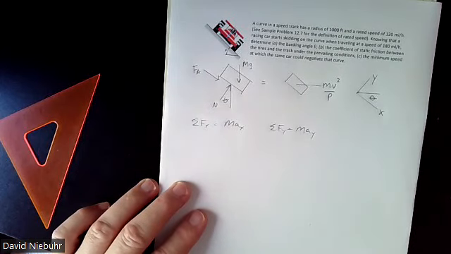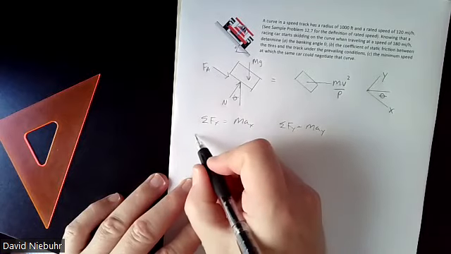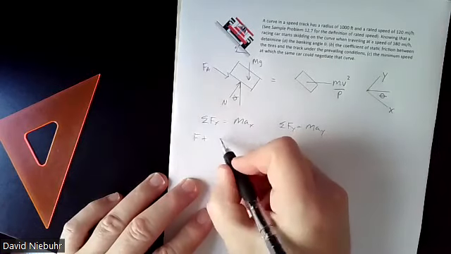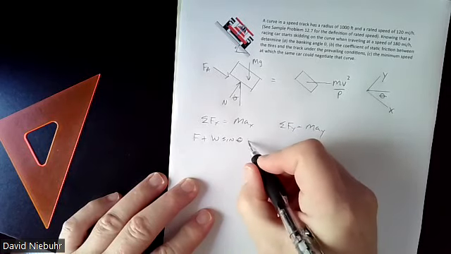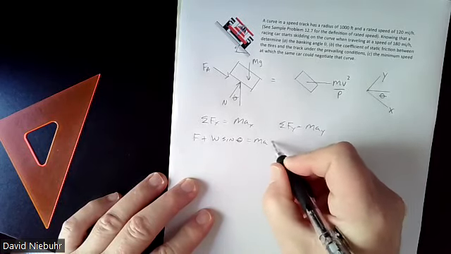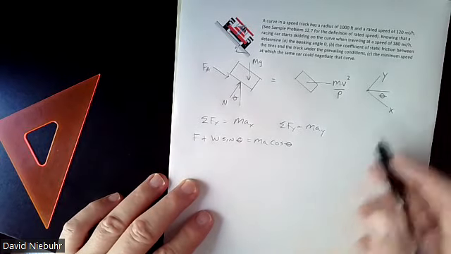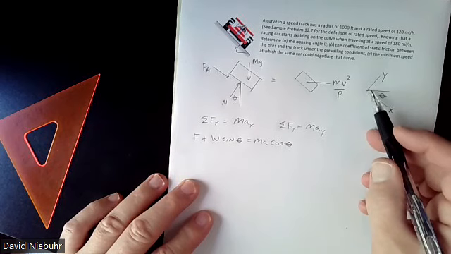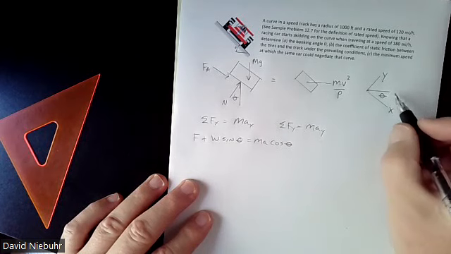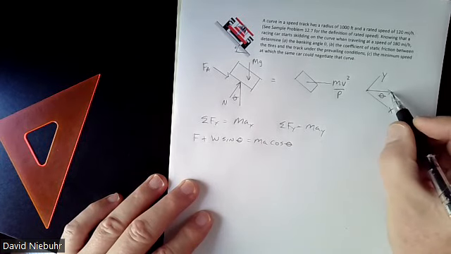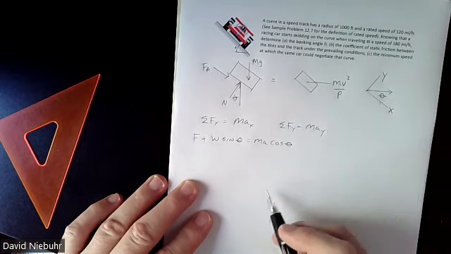So if we go with the x first, we get what? Friction plus the weight, sine theta, equals ma cosine theta. All right. And we can see that over here. So if that's our acceleration, then in the x it's going to be cosine theta. So y is going to be sine theta.